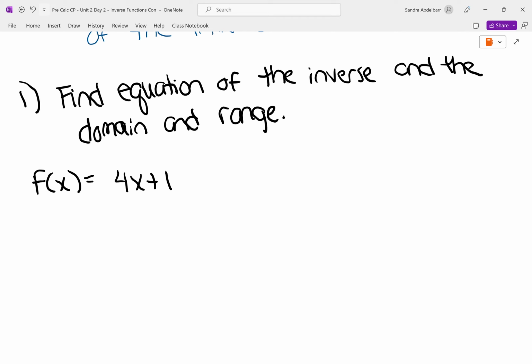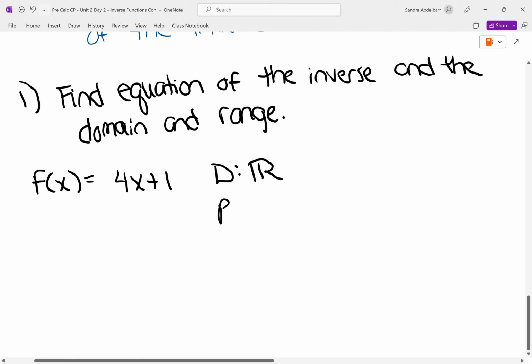You need to be able to visualize what these graphs look like. What is this, 4x plus 1? Only two people know what this is. You've been doing it since Algebra 1. Charles, what is it? It's a line. This is a line, right? Y equals mx plus b. So if this is a line, what's our domain on a line? All real. You got it. Our domain is all real. What's our range? All real. You got it.